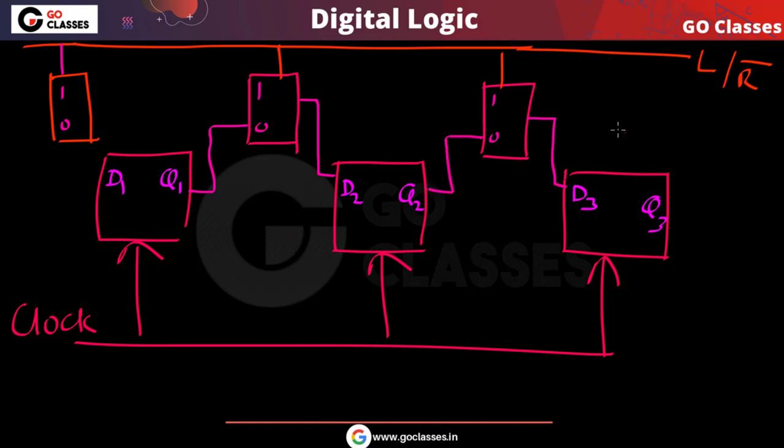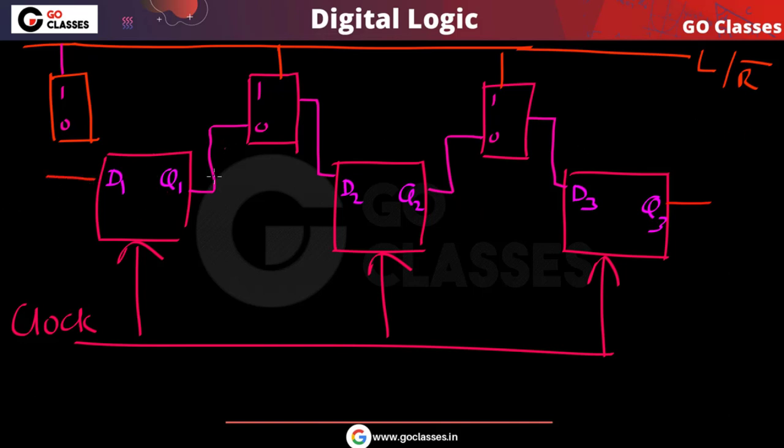So you can notice here, when this LR bar is 0, then what will happen? This 0, this 0, this 0. You can notice that this input will go to the output. Like this it is going to happen. Correct. So this is the idea.